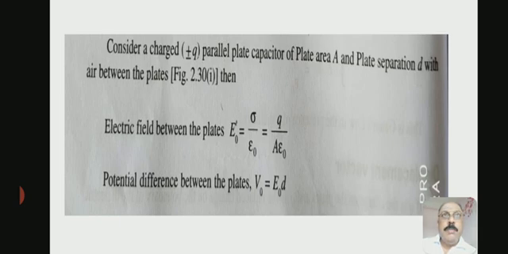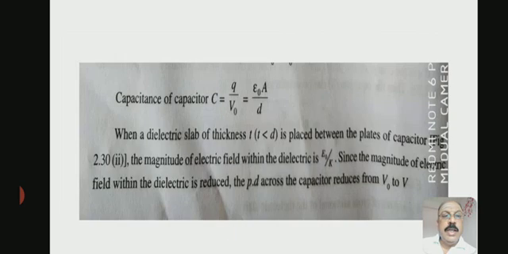Now we apply a potential difference V naught between the plates. Then the potential difference is given by E naught into d, where d is the separation between the plates. Now the capacitance of the capacitor without the dielectric is given by C is equal to Q by V naught, that is equal to epsilon naught A divided by d.